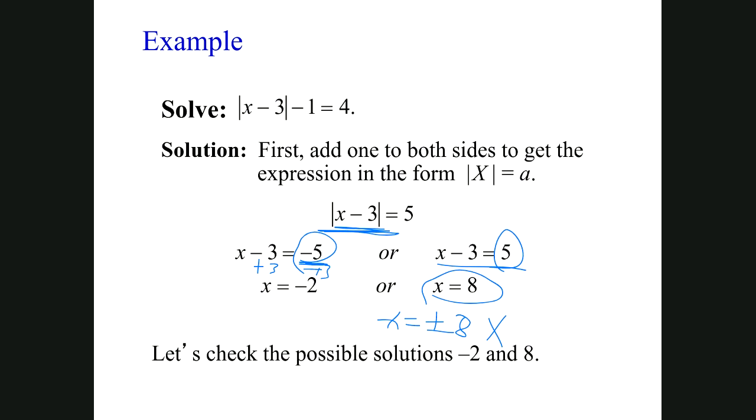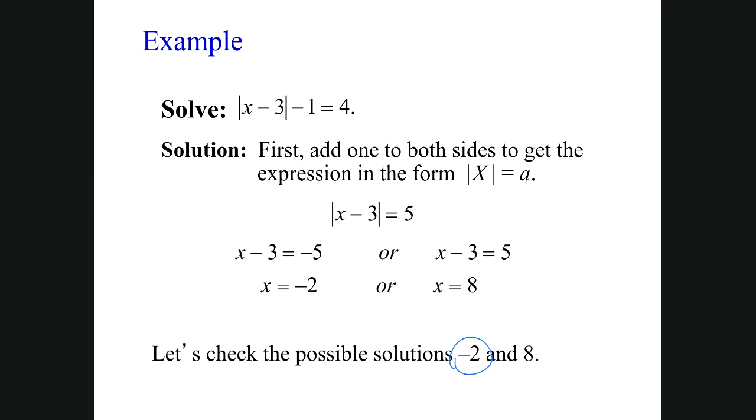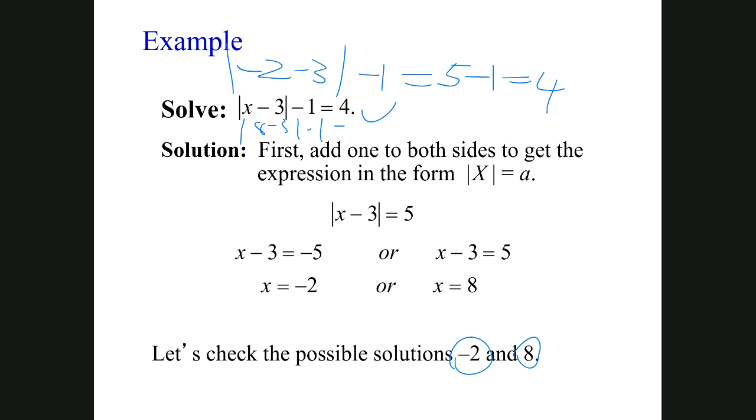All right, so for the absolute value, checking is optional, but you can always check to make sure you got the right answer. You can check it on your own if you want to make sure you got it right, but it's not really required per se. So you can put negative 2 in: negative 2 minus 3 is negative 5, absolute value will be 5, minus 1, so you get 4. So yes, that's the right answer. For x equal to 8, 8 minus 3 is 5, 5 minus 1 is 4.